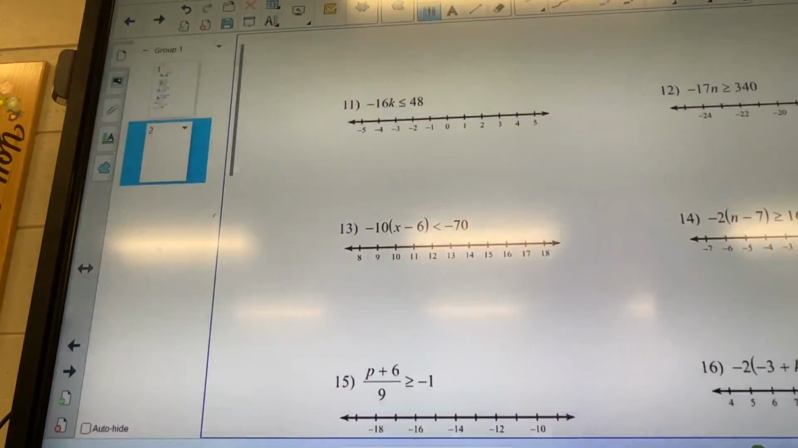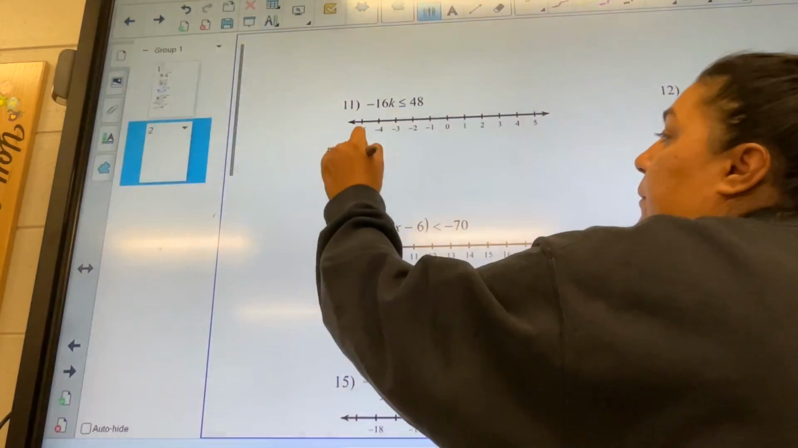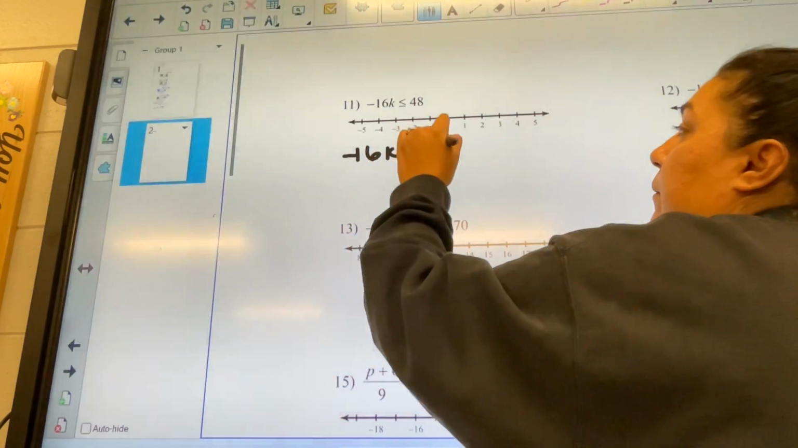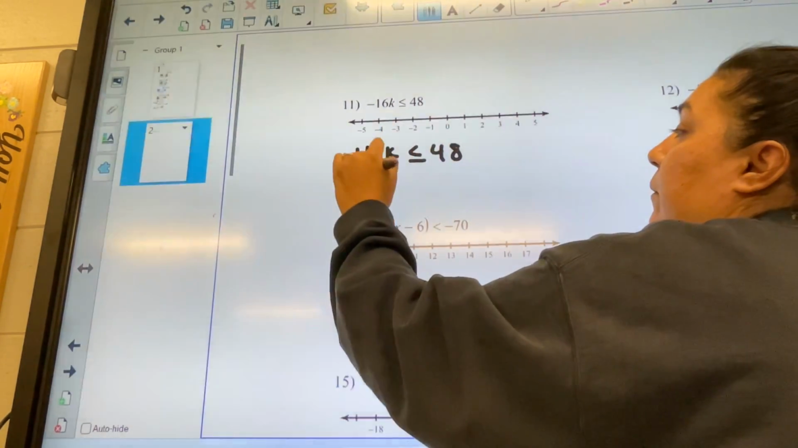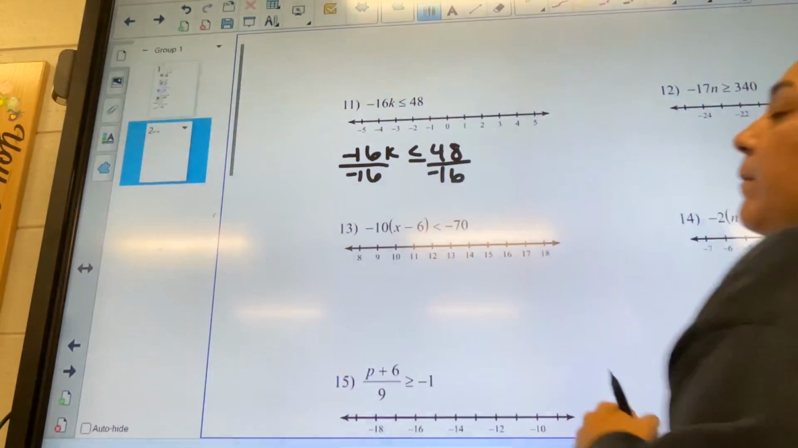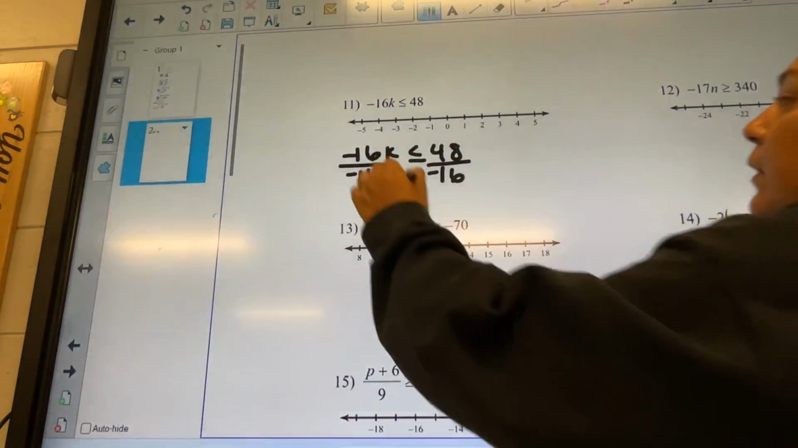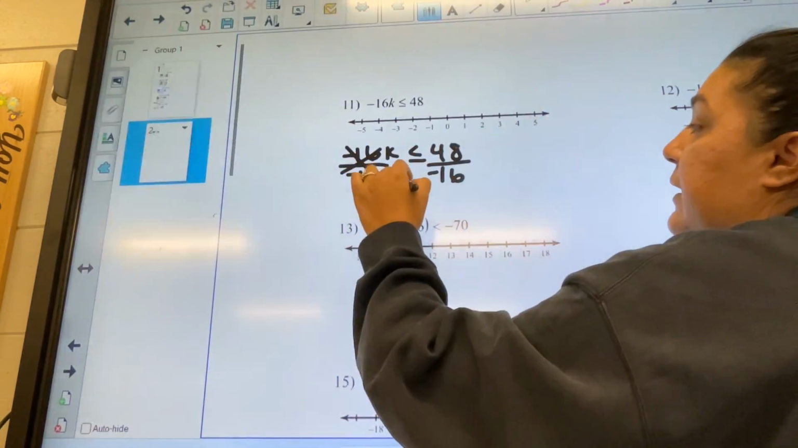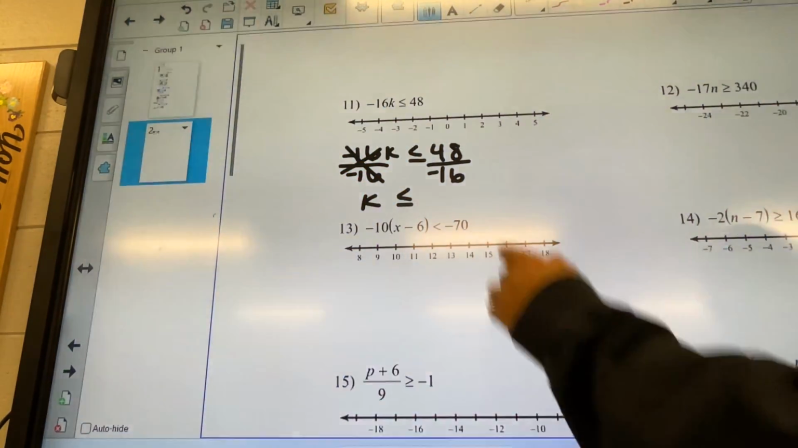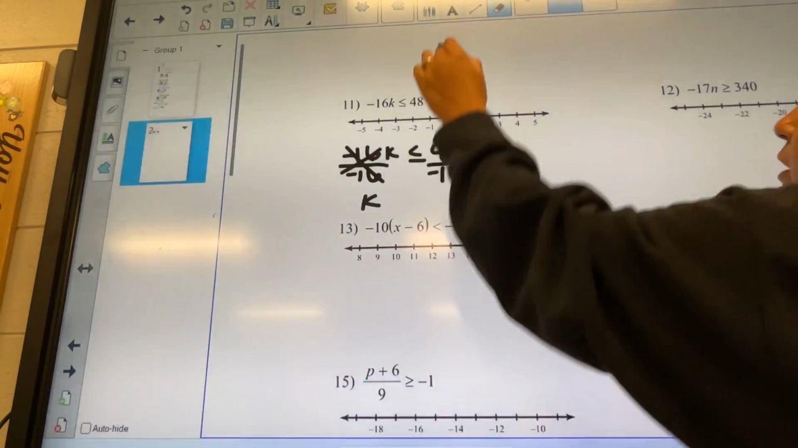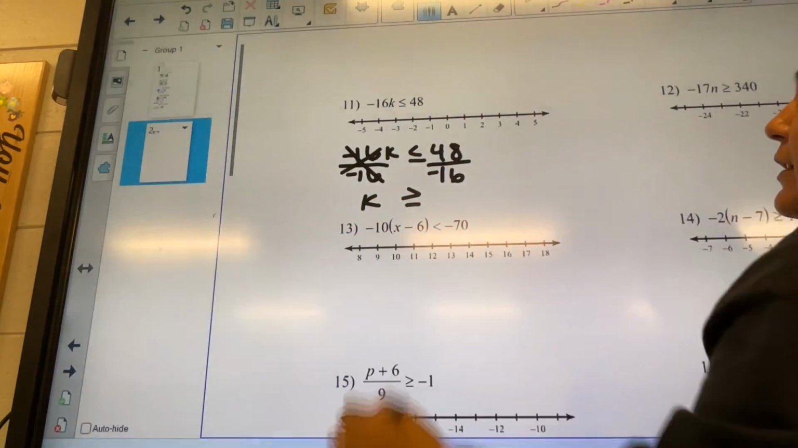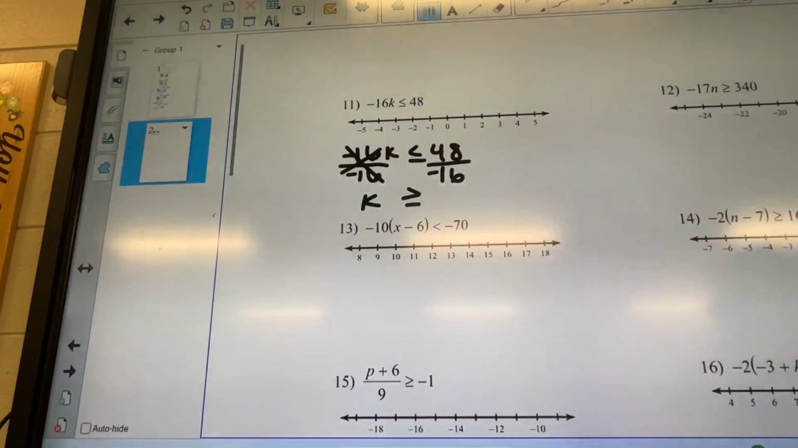Okay, look at 11. Who needs moved? Negative 16. How do I move that? We're gonna divide by -16. Okay, do we flip the sign or not? Yes, because we divided by a negative, the 16 is negative. What is 48 divided by -16? Negative 3.